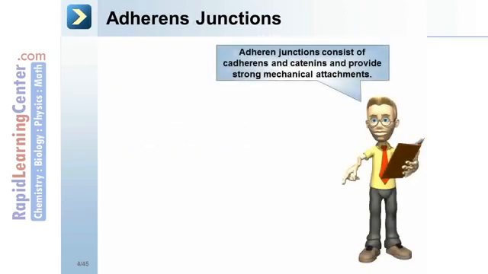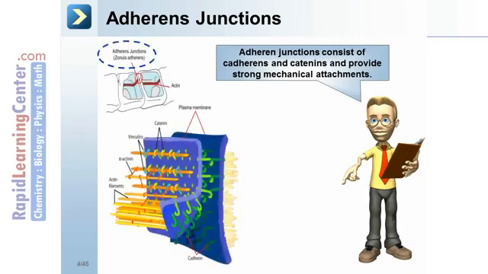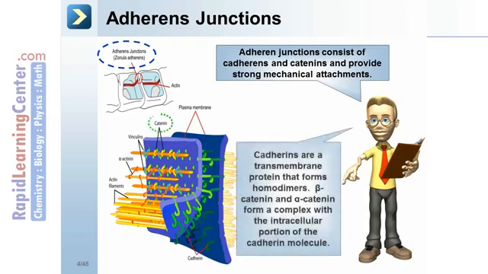Adherens junctions. Adherens junctions consist of cadherins and catenins and provide strong mechanical attachments. Catenin. Cadherins are transmembrane proteins that form homodimers. Beta-catenin and alpha-catenin form a complex with the intracellular portion of the cadherin molecule.